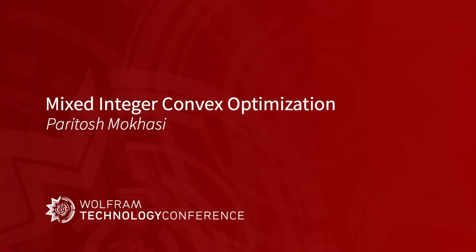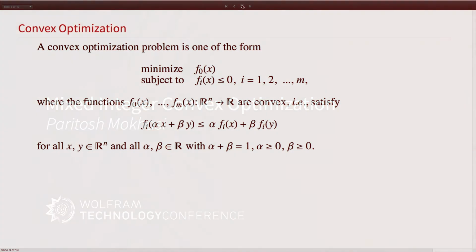Let's get started. I'm going to talk about mixed integer convex optimization. Rob and Nina have spoken at great length about convex optimization, so just for the benefit of anybody who didn't get a chance to attend their presentation, I want to give you a quick overview of what convex optimization essentially means. When we're talking about an optimization problem, we're basically talking about minimizing a certain objective, which is this f naught, subject to certain constraints.